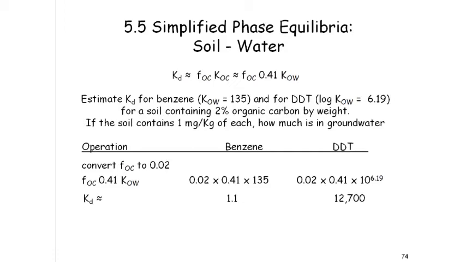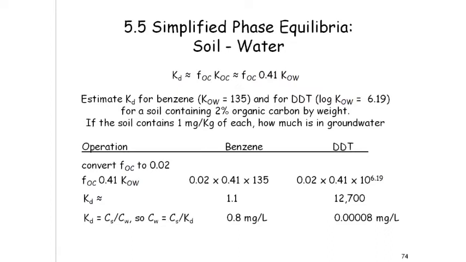For benzene, it's close to 1.1. For DDT, it's 12,000. As you can see, DDT has a much higher KOW. That means it tends to adsorb more strongly. So let's calculate the concentration that would be in water in equilibrium with that soil. Benzene would be 0.8 milligrams per liter, and DDT would be a very low concentration. Again, DDT would prefer to be in the adsorbed state as opposed to dissolved in water.